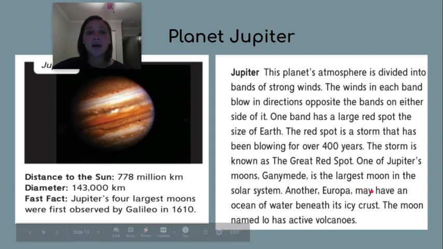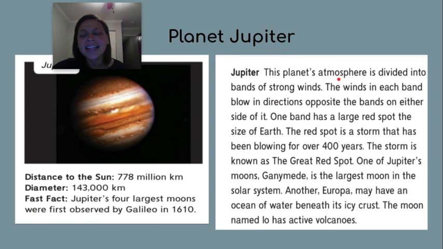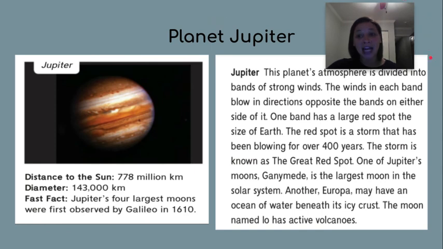Okay. Some facts that I hope you found out while you read is that it has very strong winds on Jupiter. And one of them is called the red spot, and it is the size of Earth. The red spot is a storm that's been blowing for over 400 years. So think about that. If it has a spot located on it that is the size of Earth, can you predict how much larger Jupiter is than Earth?